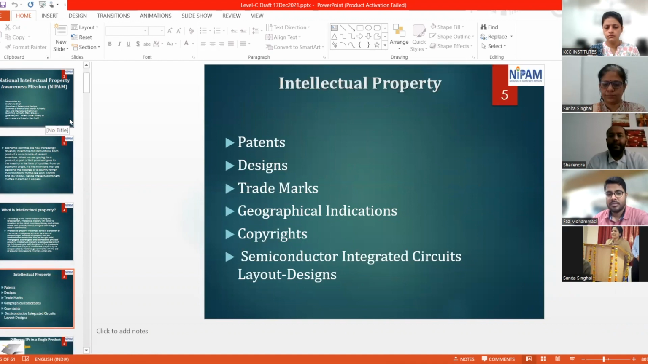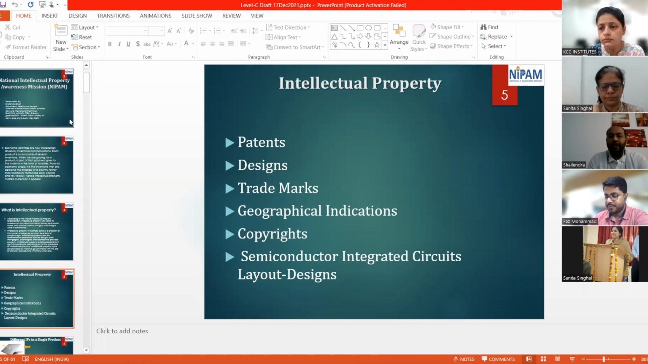Now, first we will see what are the different IPs that we have in our system. Now we have patents, design, trademark, geographical indication, copyright, semiconductor integrated circuit layout design. So these are the different categories under which we can file the IP.